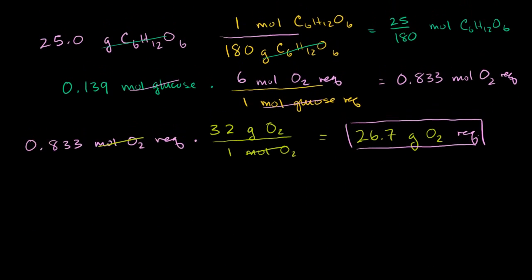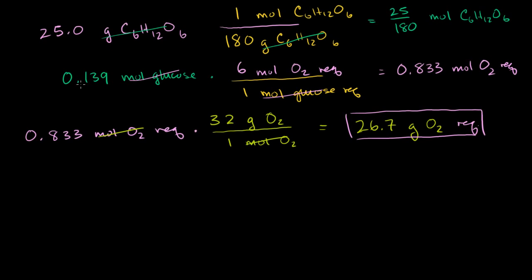And so we go back here. We know we have 0.139 moles of glucose. We figured that out in the first part. So we have 0.139 moles of glucose.